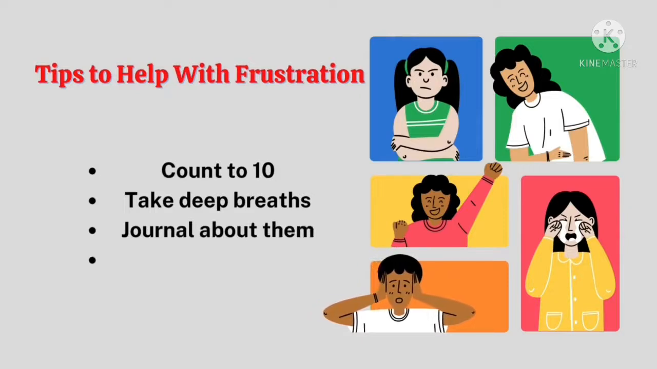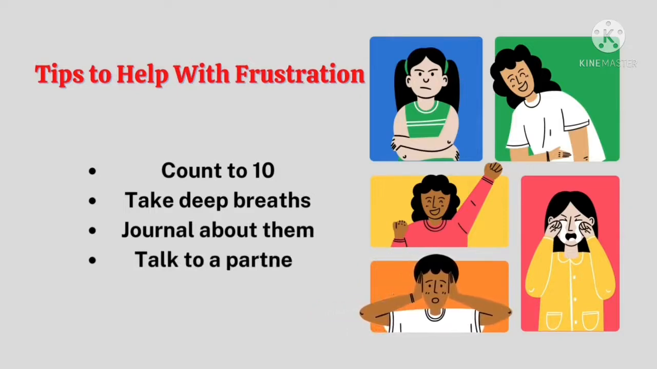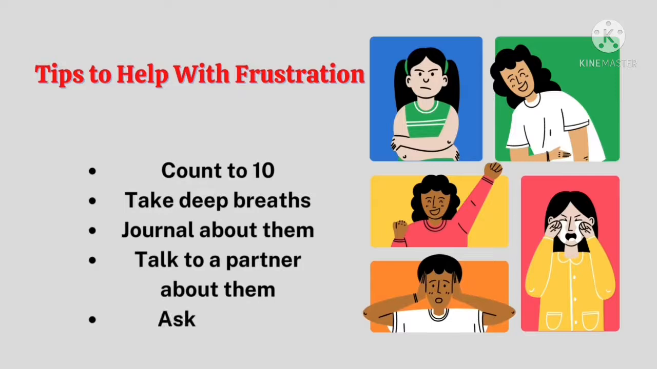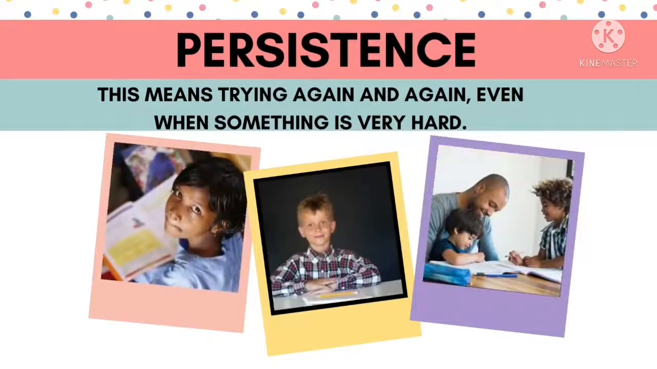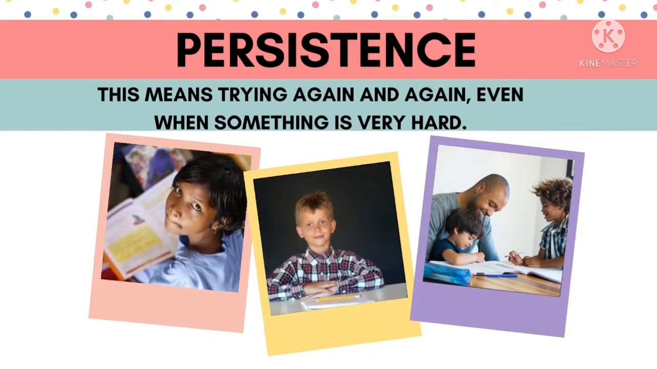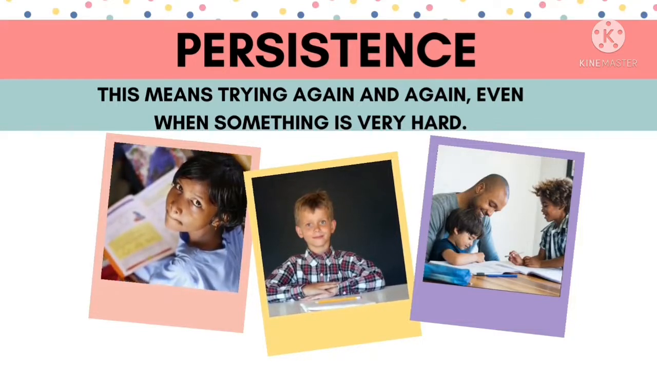You can count to 10. You can take deep breaths. You can journal about them. Writing or typing about how you feel can help make you feel better and make your brain calm. You can also talk to a partner about how you feel. And lastly, you can ask for help. And remember, if you feel frustrated, you shouldn't give up, right?